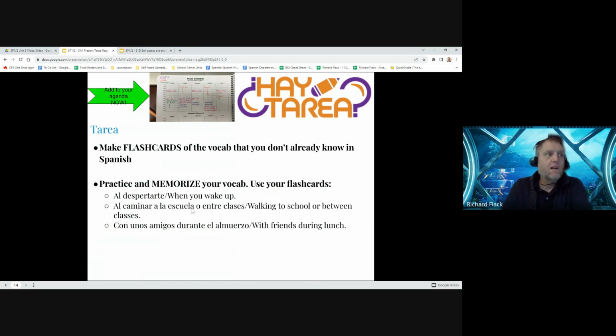And then I also recommend making flashcards with just the verb on one side and the English translation on the other side so that you can memorize the ones you don't already know. And if you want to put the conjugations, that's even better.